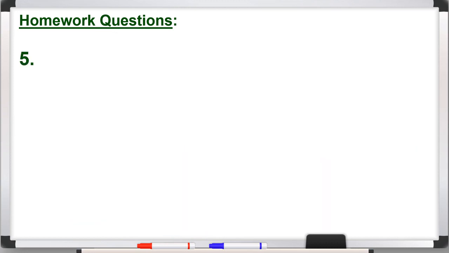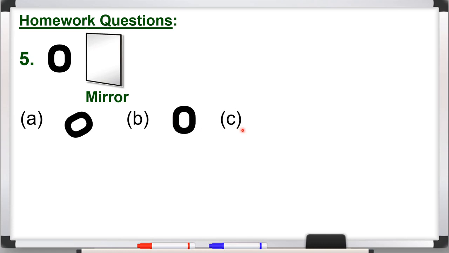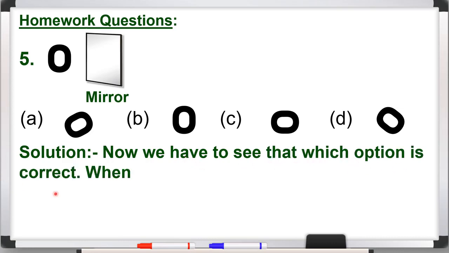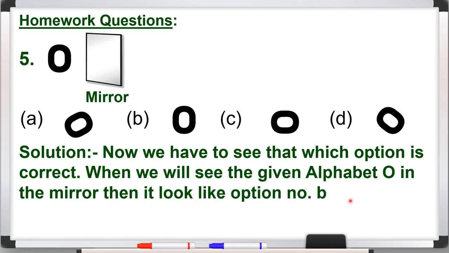Now in question number 5, it is given alphabet O. Now we have to see the mirror image. Options are A like this, B like this, C like this, and D like this. So now we will do its solution. We have to see which option is correct. When we see the given alphabet O in the mirror, it will look like option number B.